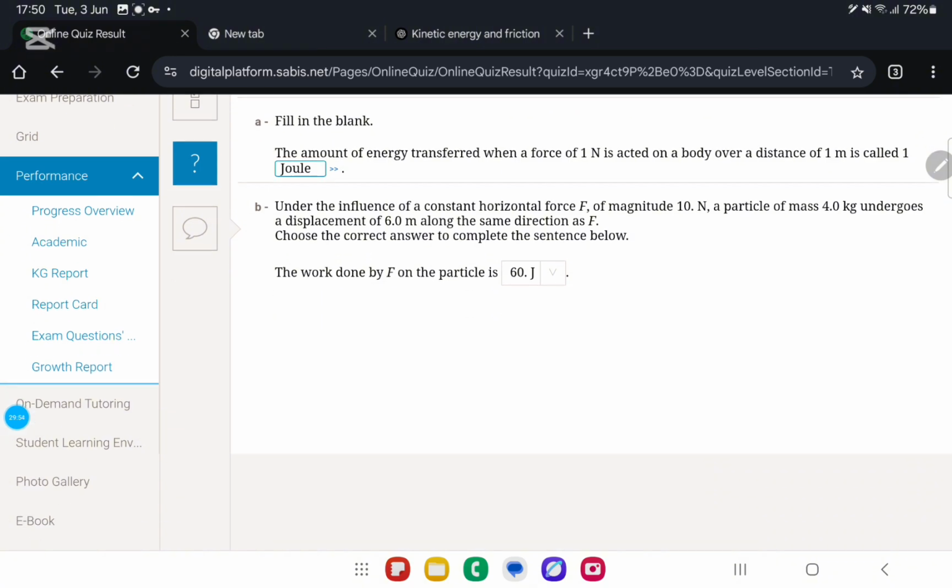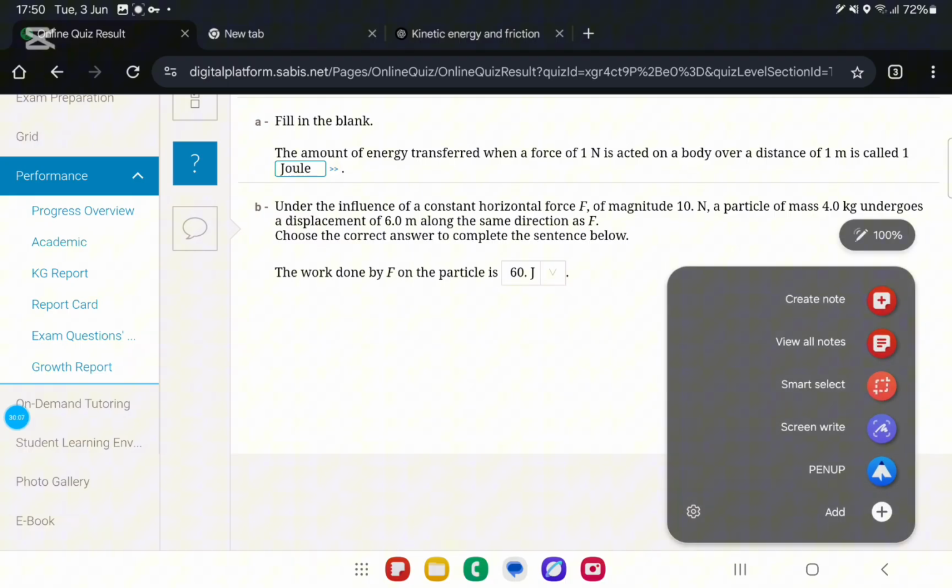Under the action of a constant horizontal force F of magnitude 10 newtons, a particle of mass 4 kg undergoes a displacement of 6 meters along the same direction as F. The work done by F on the particle is 60 joules. Okay.